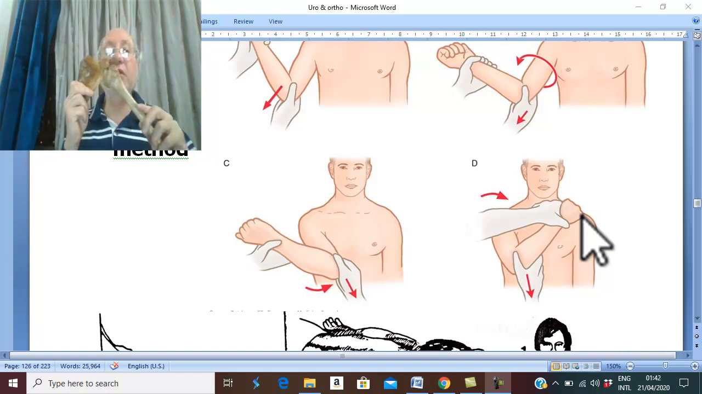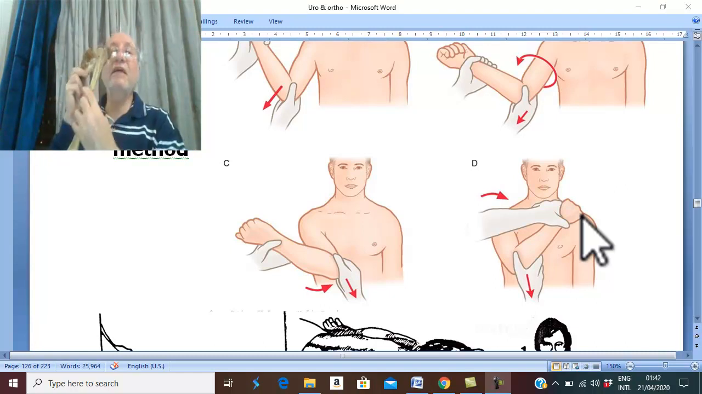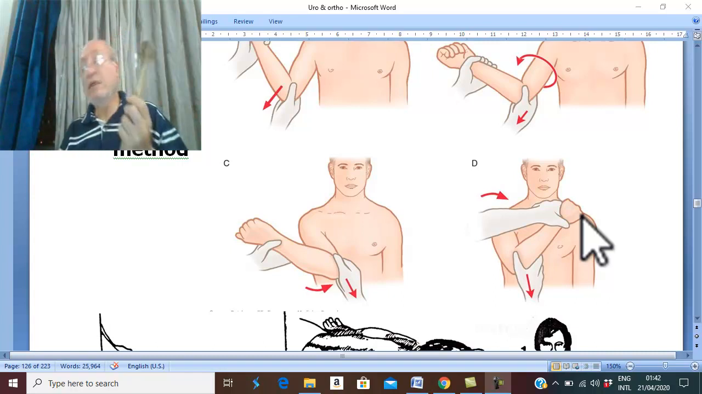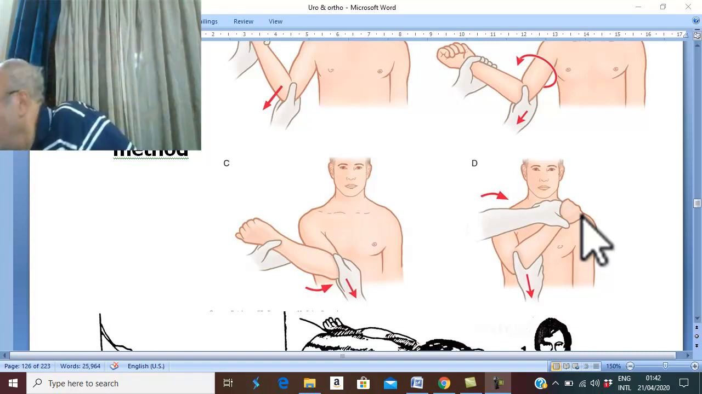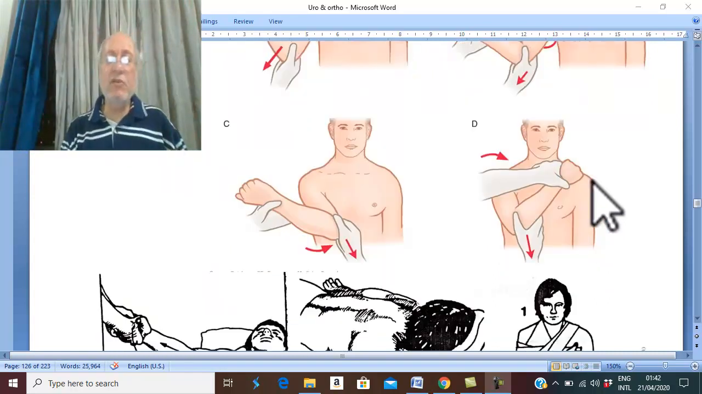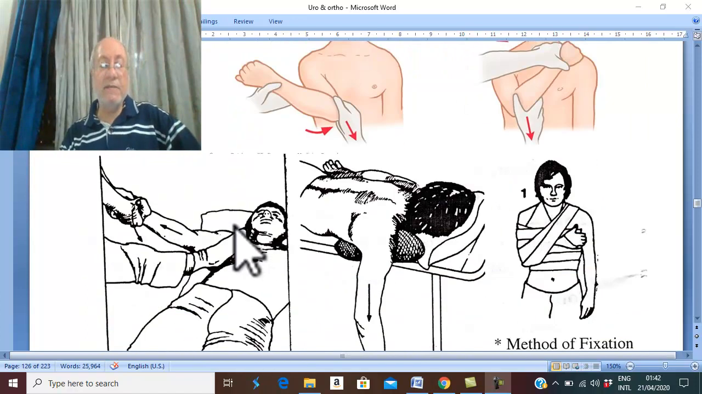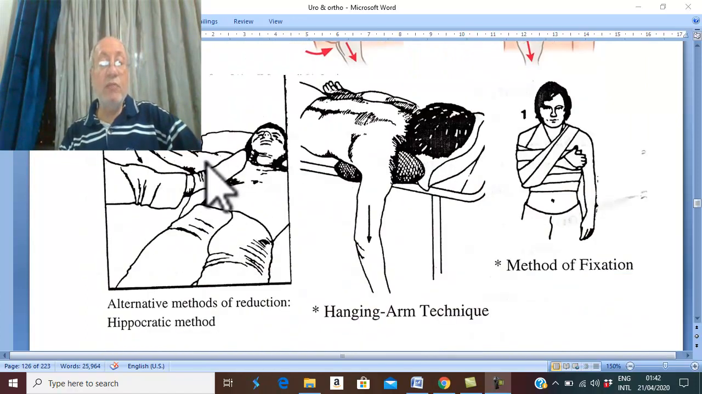Traction on the abducted arm, then external rotation. The head of the humerus becomes in front of the glenoid, opposite the glenoid. And adduction and internal rotation. This is the usual method. There are other methods for reduction like this. This is called the Hippocrates method.